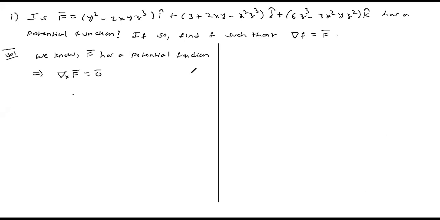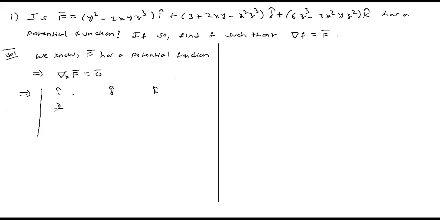I said f bar has a potential function means it is conservative. F bar is conservative means curl f bar is 0 bar. Curl f bar is 0 bar means there exists a scalar function f such that del f equals f bar. So if at all f bar has a potential function, curl of this vector has to be 0. So first of all we shall verify whether curl is 0 bar or not.